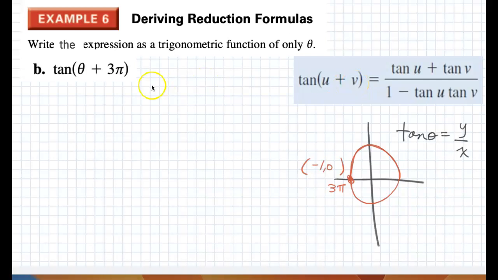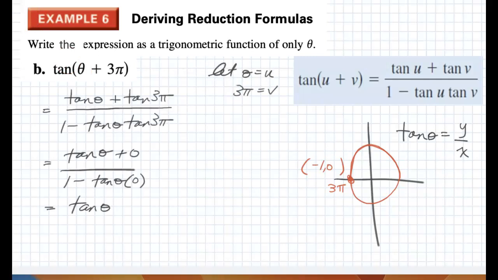You can go ahead and call theta u. So I'm going to write that down. I'll put that down here. Let theta be the u, and let 3 pi be our v. Okay, and then just apply the formula and see how you do. Okay, so there you see the substitution and the result, which takes us all the way down to an expression that says that actually the tangent of theta plus 3 pi is going to be the same as the tangent of just theta by itself.